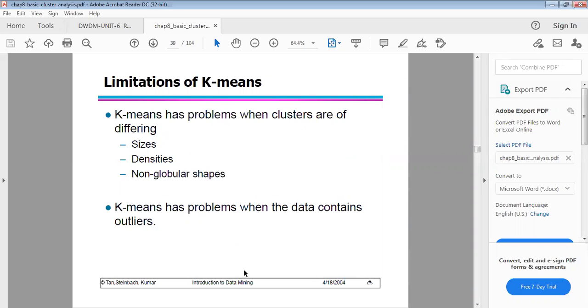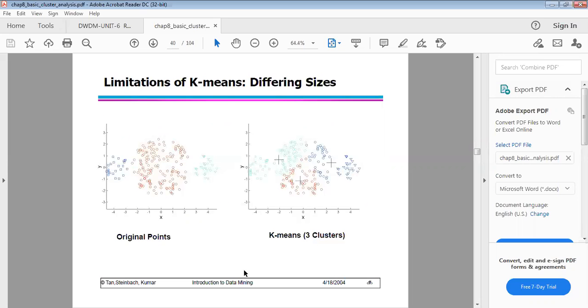K-means has problems when the clusters have differing sizes, densities, or non-globular shapes. K-means also has problems when the data contains outliers. So those are the limitations of the k-means algorithm. Limitations of k-means: differing sizes of the original points, with k-means 3 clusters you have to represent it.